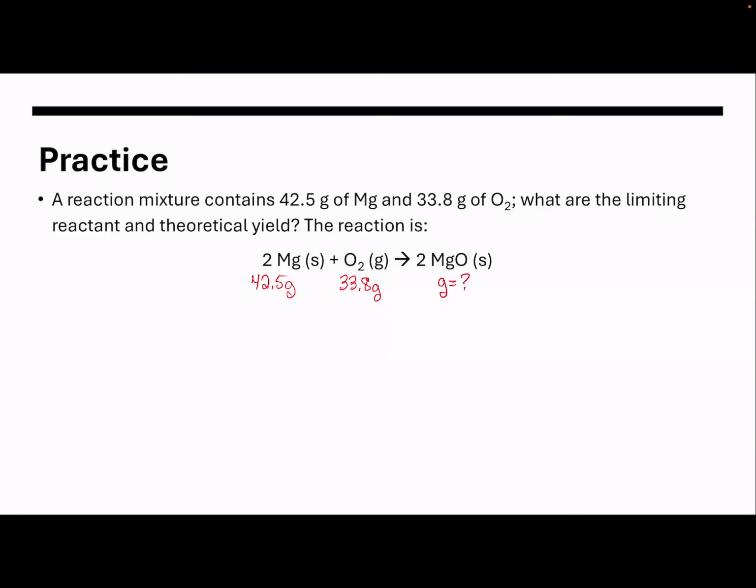So I'm going to convert this into grams of magnesium oxide. The first problem I want to do is going to require me to convert 42.5 grams of magnesium into grams of magnesium oxide. The second problem is going to require me to convert 33.8 grams of oxygen into grams of magnesium oxide. Conversion factors that I'm going to need. Well, my starting formula and my ending formula are different. So one of the conversion factors I'm going to need is a mole to mole ratio.